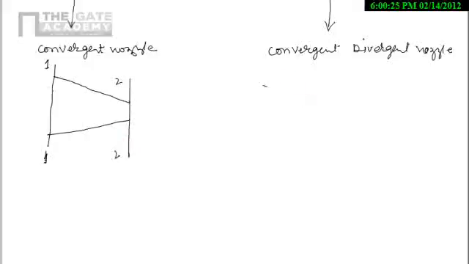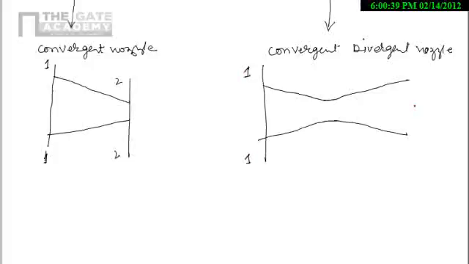Similarly, in case of the convergent divergent nozzle, we have this kind of profile. Here we have the input section, here we have the output section, and here we have a throat. Throat is nothing but a section where the area of cross section of the nozzle is minimum. So this is a typical diagram for convergent nozzle and convergent divergent nozzle.